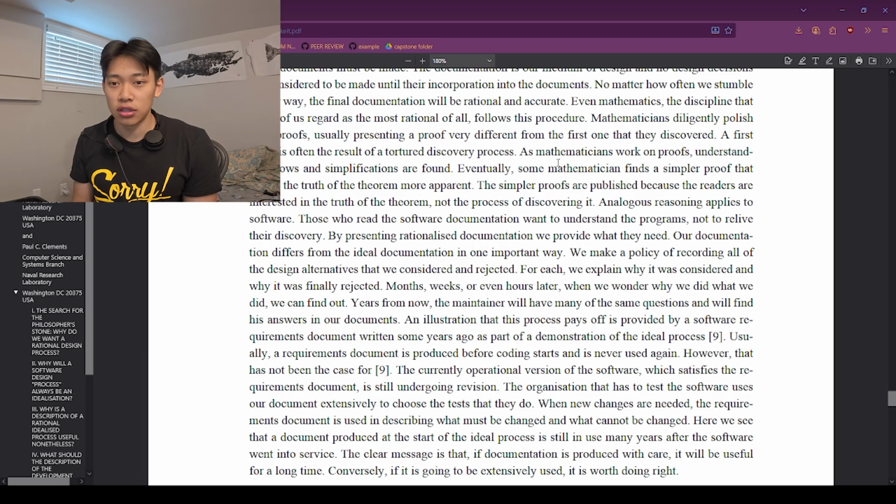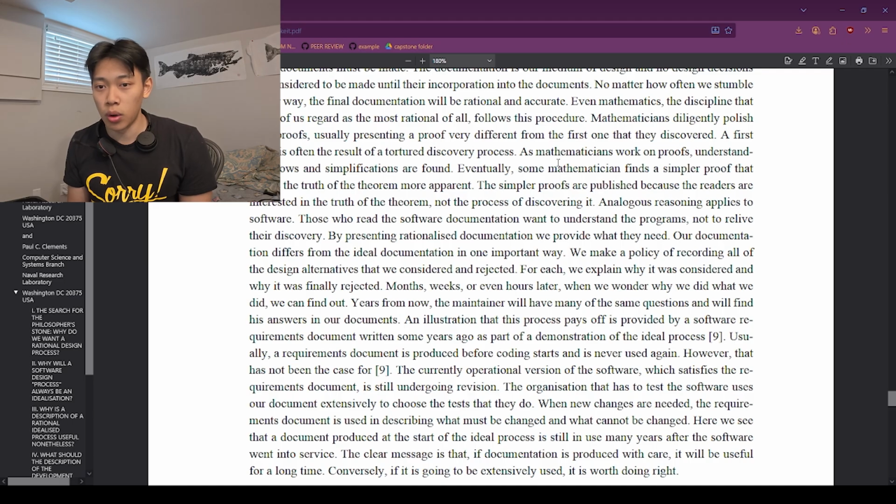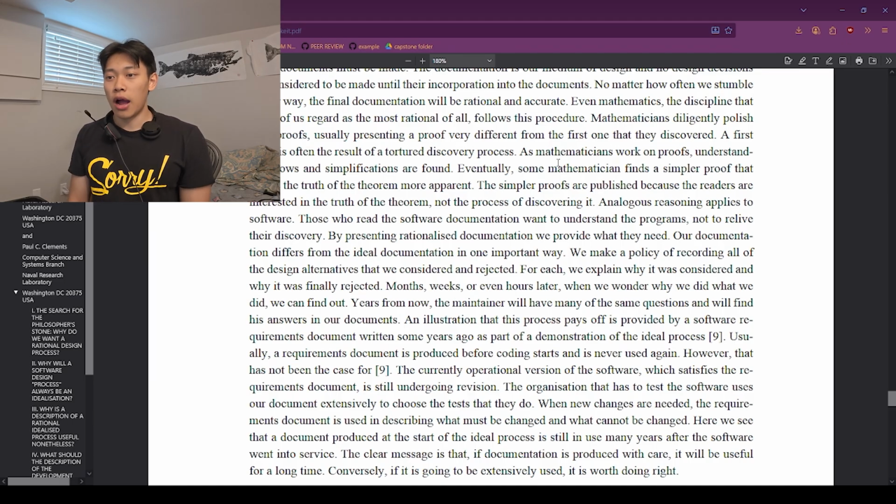Our documentation differs from the ideal documentation in one important way. We make a policy of recording all the design alternatives that we considered and rejected. For each, we explain why it was considered and why it was rejected. Months, weeks, or even hours later, when we wonder why we did what we did, we can find out. Years from now, the maintainers will have many of the same questions and will find answers in our documents.